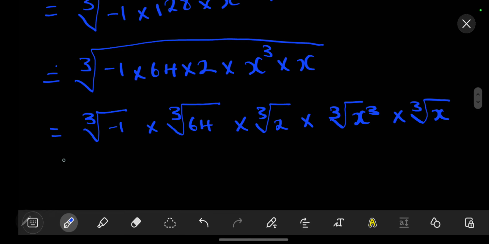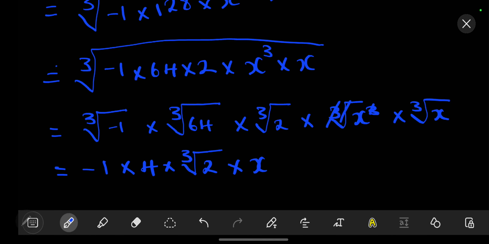So we are going to find the cube root of -1 is equal to -1. The cube root of 64 is equal to 4. The cube root of 2, there we can simplify it, so we are going to write the cube root of 2. Then this one and this one will cancel, so we are going to have times our x, then we have times the cube root of our x, like that.